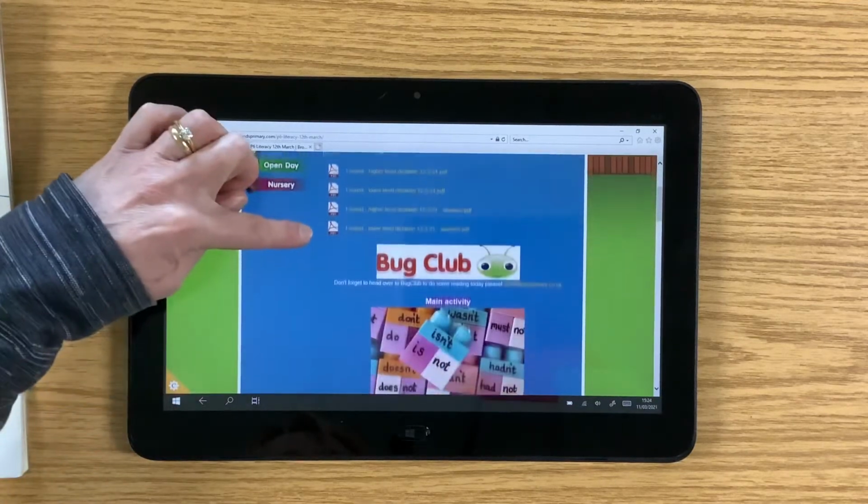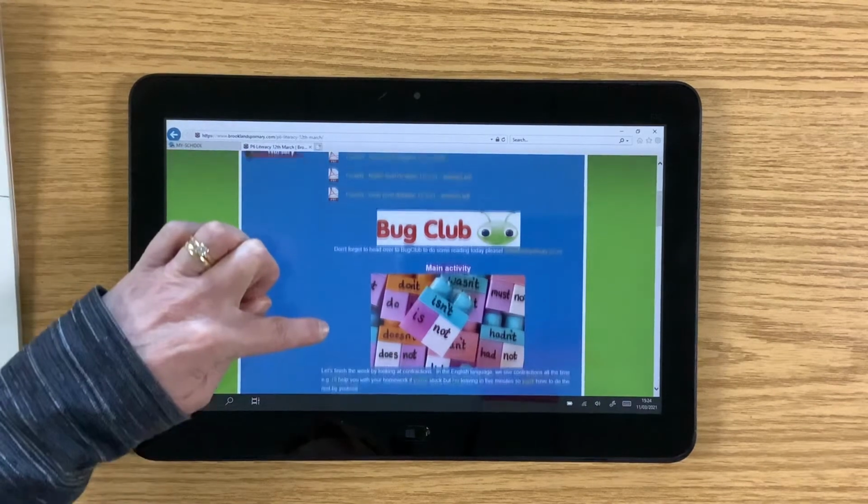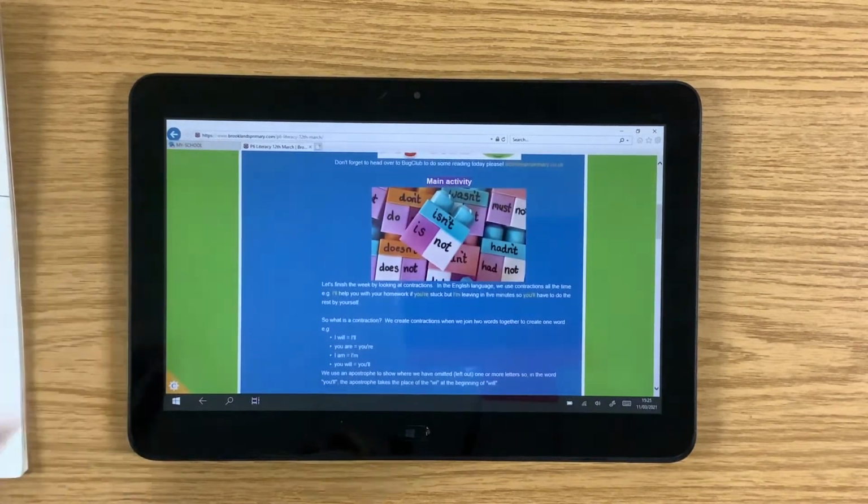Also today, why don't you do a little bit more on your Bug Club, or if you've already finished this week's Bug Club book, why don't you go and read your own book? Please try to read for at least 15 minutes every day. Now, today's main activity is all to do with something called contractions.